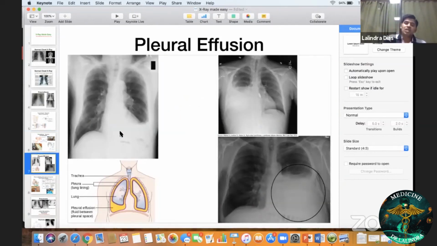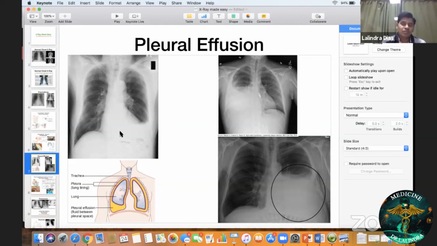Then we went on to discuss whitish shadows, like obliteration of the costophrenic angle, causing a pleural effusion. When you get a pleural effusion, you have to decide whether it's an exudate type or a transudate type. For that, we apply Light's criteria. And for that, you have to take some fluid out of the pleural space. That is called pleural aspiration.